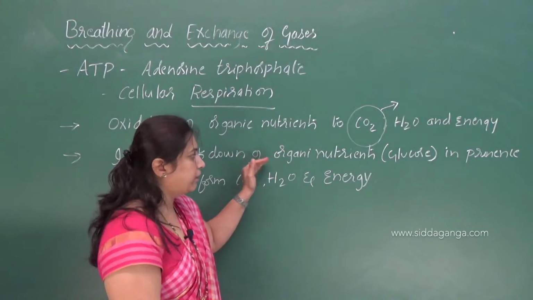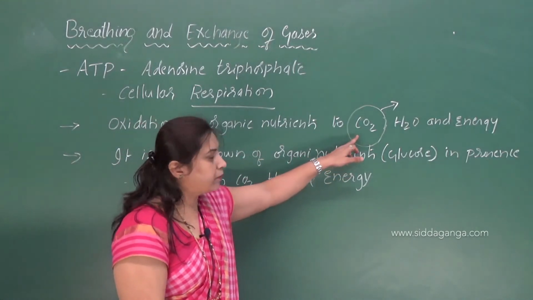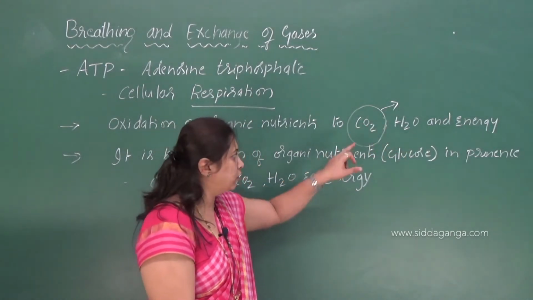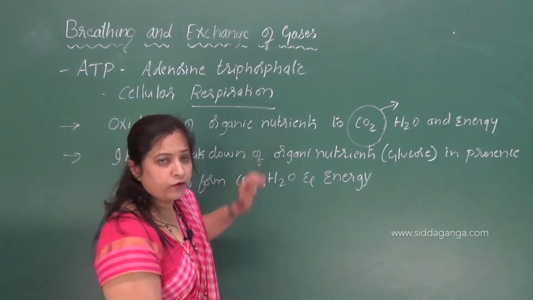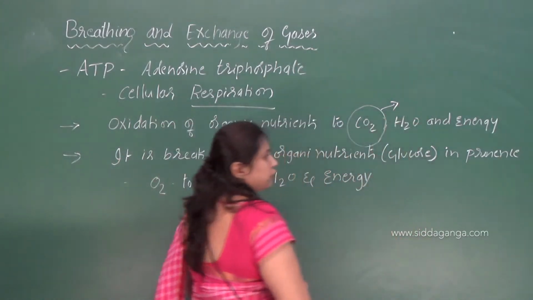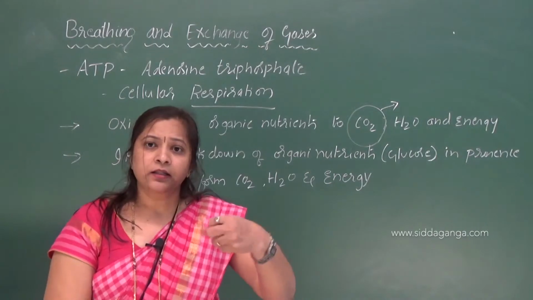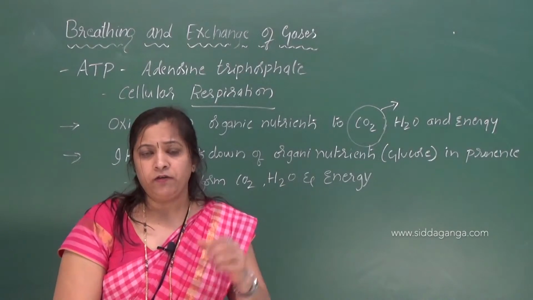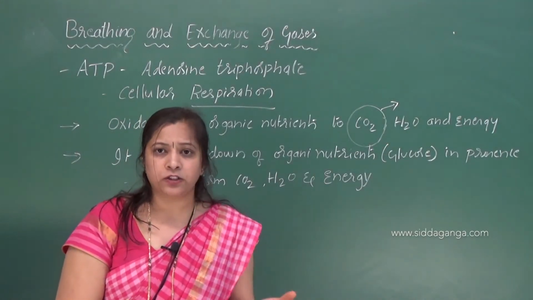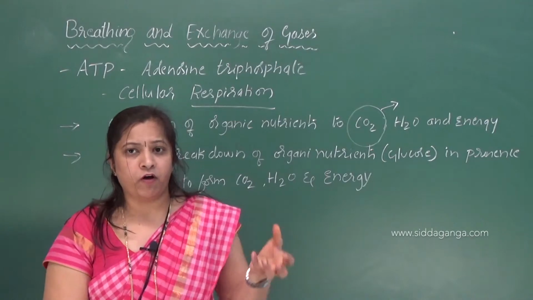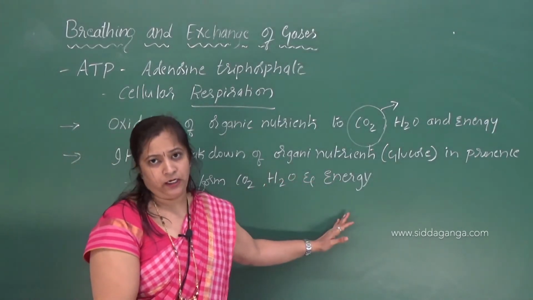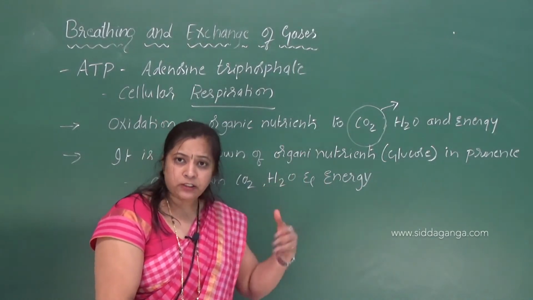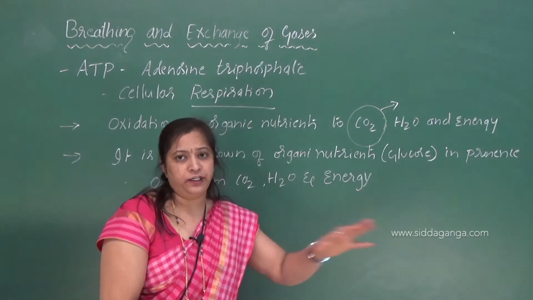Okay, so it is because of the breakdown of organic nutrients. What are the end products I said? Carbon dioxide, water and energy. So it is because of oxidation of nutrients that carbon dioxide is continuously produced by the body cells. This carbon dioxide is toxic to cells if it accumulates, because an excessive amount of carbon dioxide produces acidity. So that carbon dioxide must be eliminated quickly and efficiently.